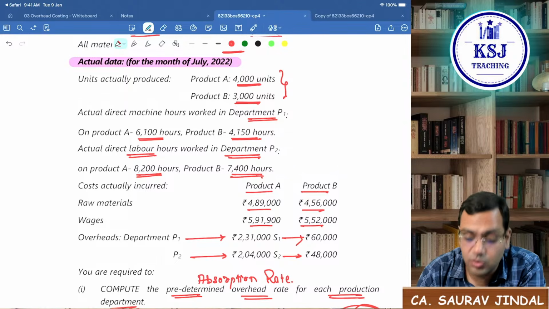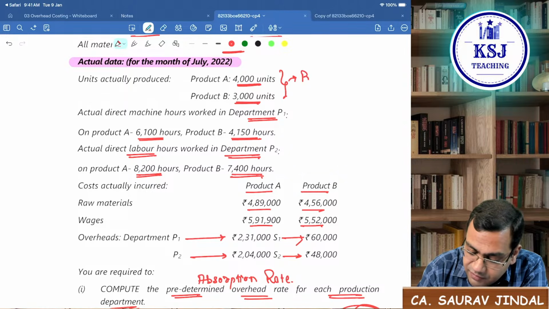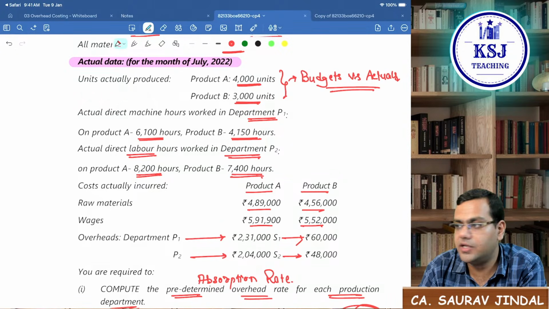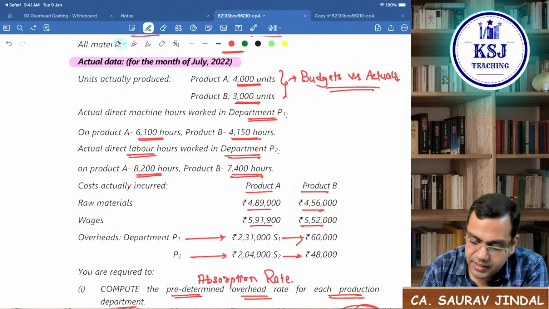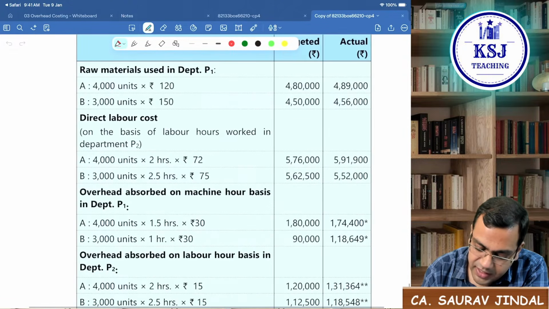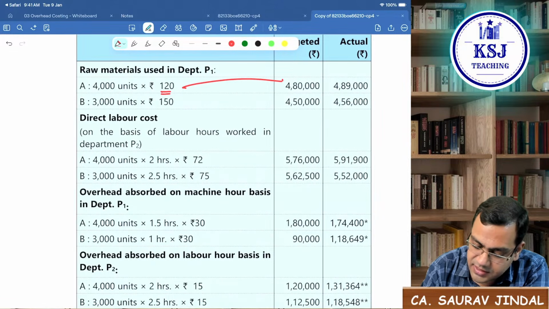So what will you do? You will calculate the budget for these units, budgets versus the actuals for 4,000 units and 3,000 units. Clear? So that is what they have done here. If you look at 4,000 into 120, this is the budgeted. 3,000 into 150, budgeted.